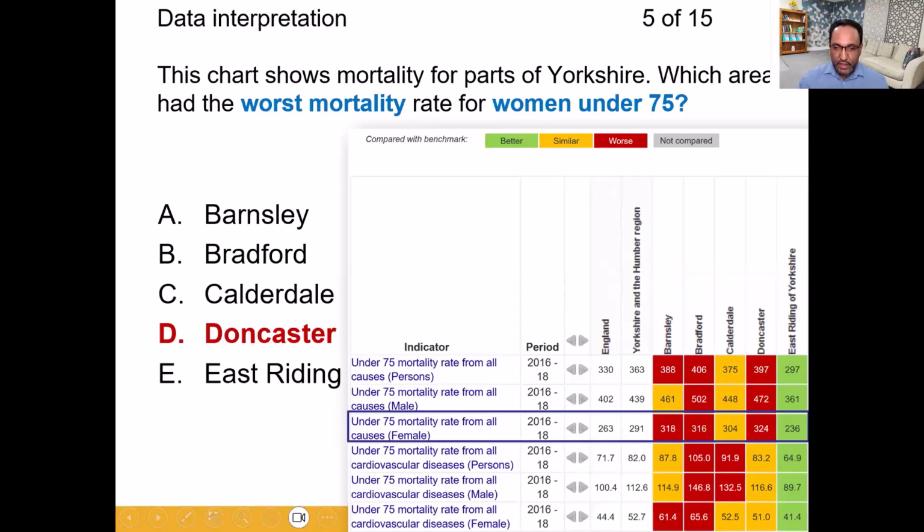Because if you looked here, again, you might see that Bradford had 65.6. Doncaster had only 51. Okay, it wasn't even third because you've got Barnsley and Calderdale all had higher rates than Doncaster if you look at just cardiovascular disease. But if you look at all-cause mortality in women, which is what the question was asking, you can see that Doncaster had the highest, 324. Okay.